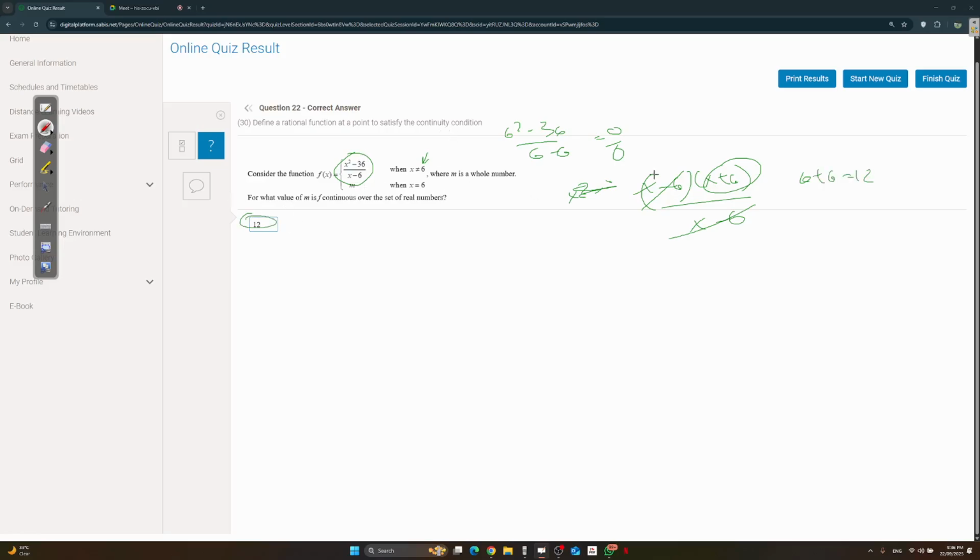Correct. Or you can use L'Hopital and derive. So you're going to get 2x over 1, so 2 times 6, which is 12.